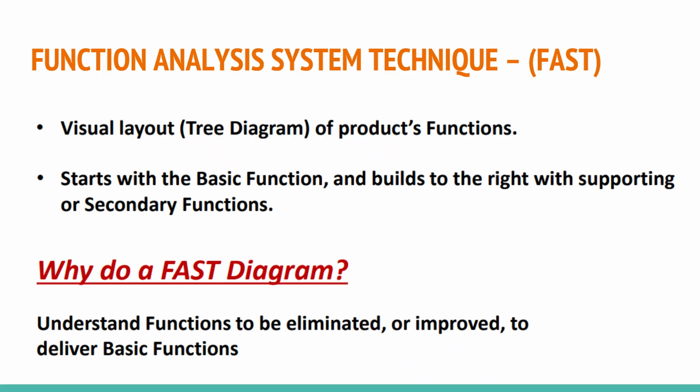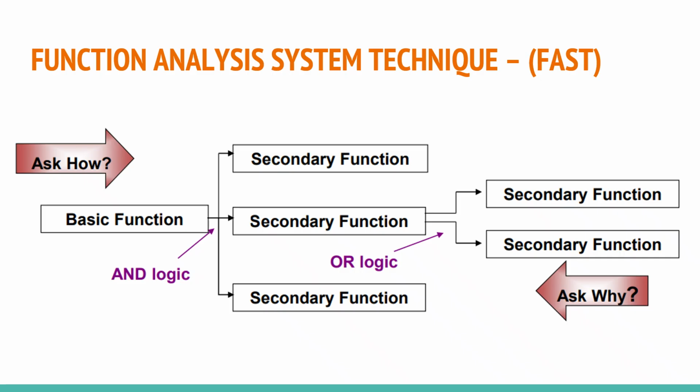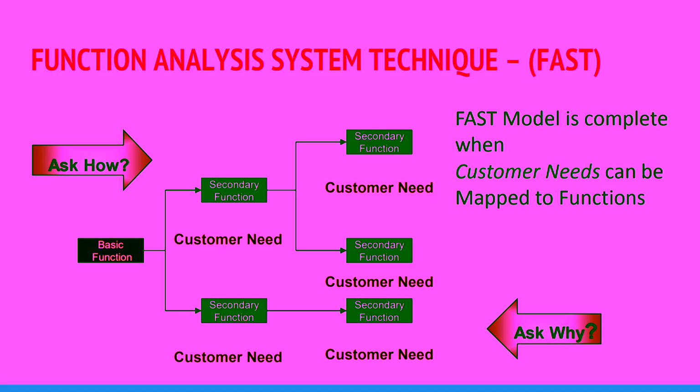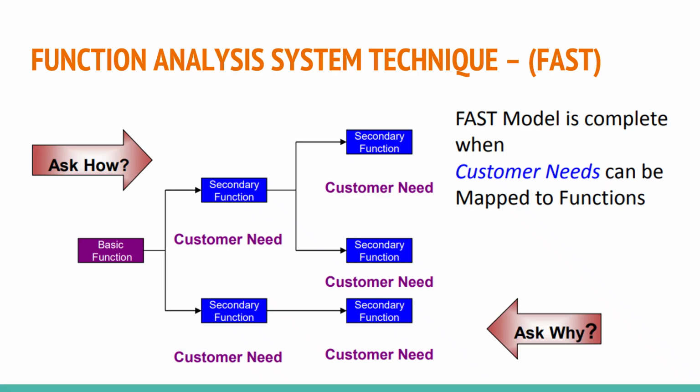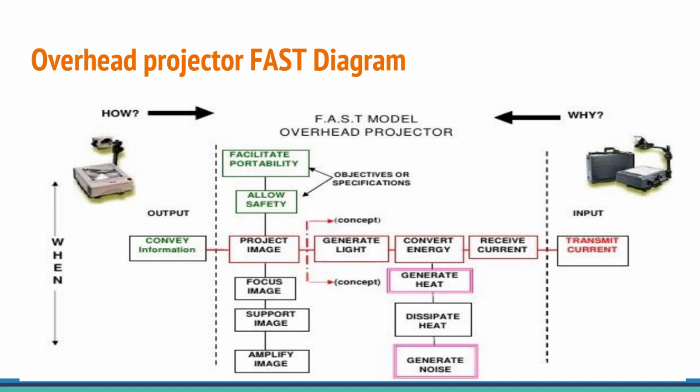Why do a FAST diagram? Understand the function to eliminate it or improve its delivery to the basic function. Functional analysis system. Secondary, primary, there is a process to develop a functional analysis system technique. There are some charts to understand the functional analysis system technique. Overhead projector FAST diagram: how by input is there, FAST model correlates the projector.